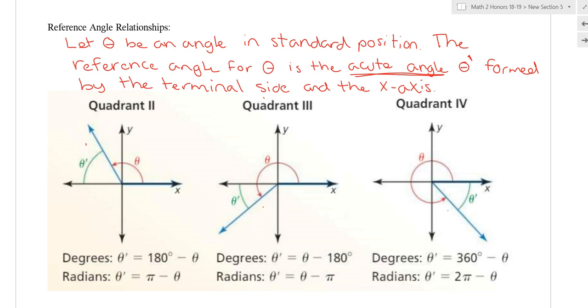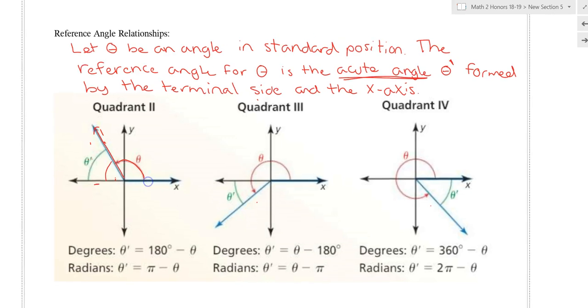So for example, if I'm in quadrant 2, here's my theta. I always want to go to the x-axis. So to the x-axis is this. I'm going to look at this angle. And you think it's just 180 minus theta. How far away am I from 180 degrees is basically what it's asking. If I'm in quadrant 3, same thing.